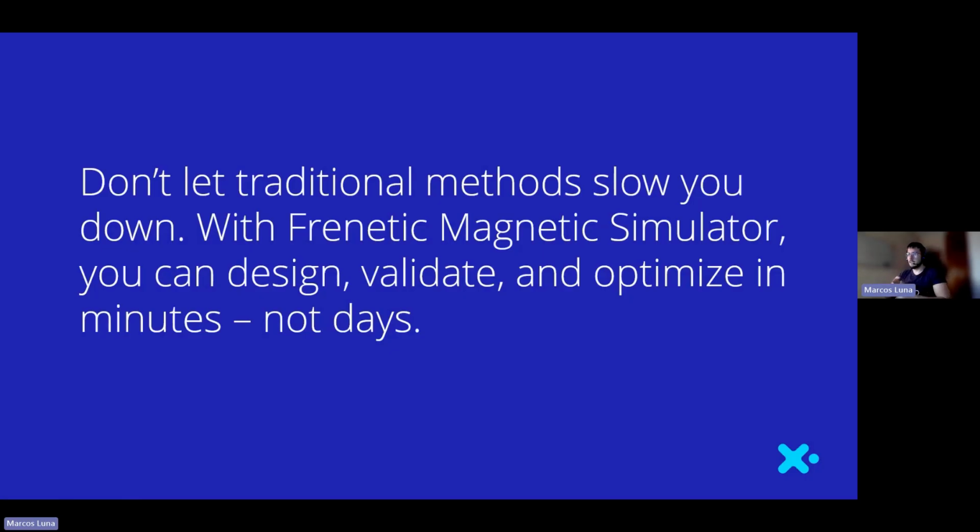the effects that you need to calculate at the end, the resistance for a fixed temperature. And these losses can create more temperature. So at the end, you are in a loop and you need to find the steady state temperature. So it's very difficult to do this manually. You can do it, but you need time. And if time is important for you, use the Frenetic magnetic simulator. You can design, validate, and optimize in minutes, not days. And that's all for the webinar.